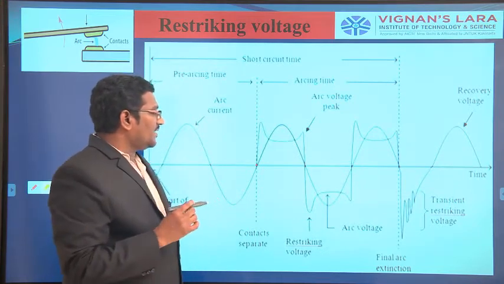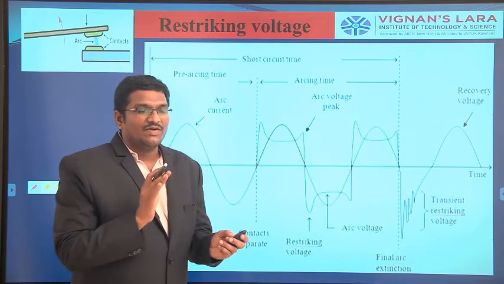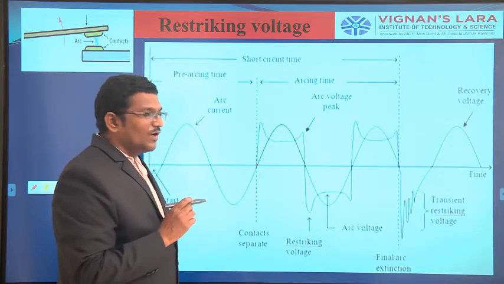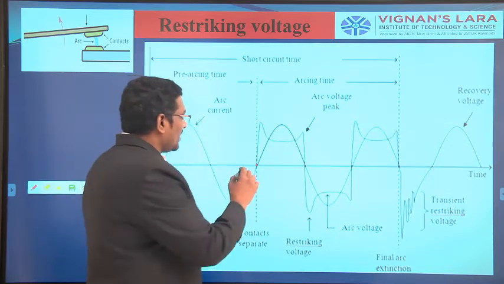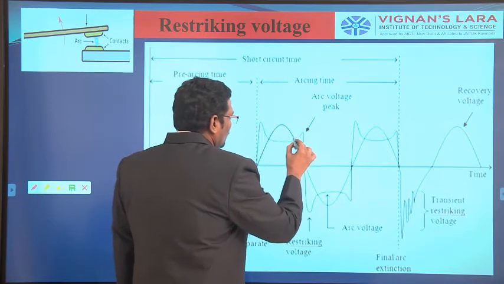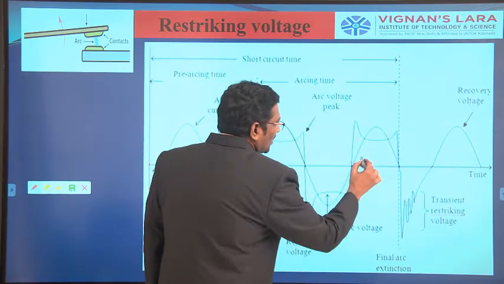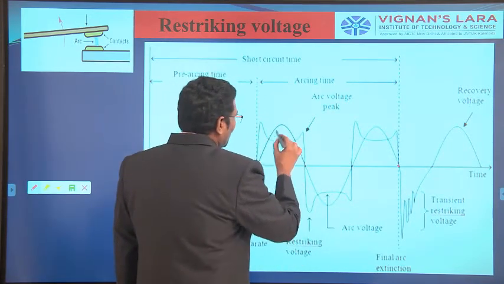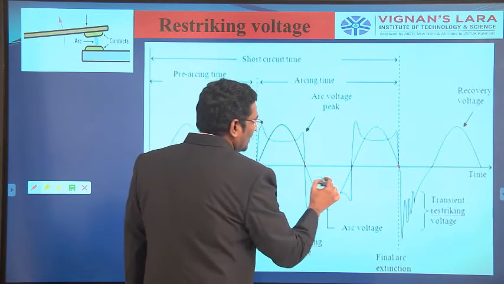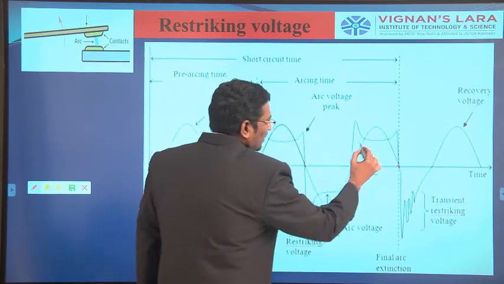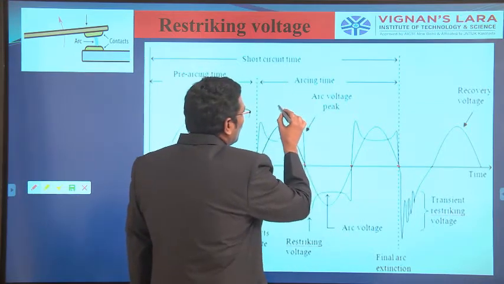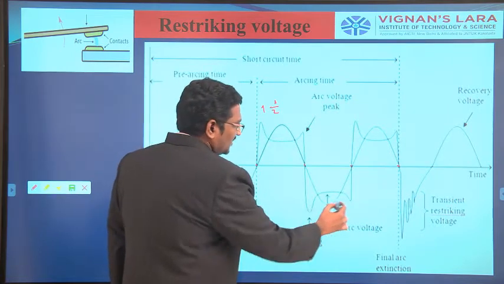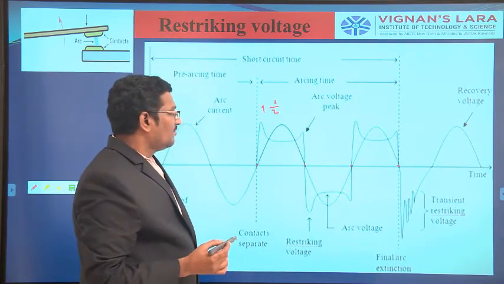At the moment the moving contact moves away from the fixed contact, an arc is struck between them. If you see the arc voltage, this is called the arc voltage. From here to here is a half cycle, so now this is a full cycle, and this is another half cycle. So it is 1.5 cycles that the arc exists between the fixed contact and moving contact.